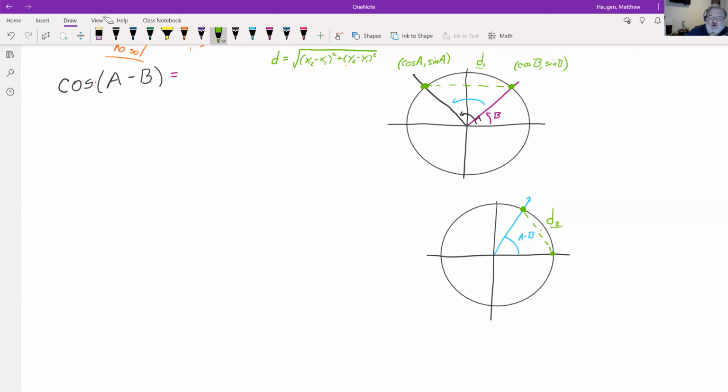So what's the distance D1 going to be? Well, it's going to be the square root of the change in our x's. So I'm going to go A to B. So it's going to be the cosine of A minus the cosine of B, quantity squared, plus the sine of A minus the sine of B, quantity squared. That's just the distance formula between those two points. We put in angle A, angle B, that'll crank out that distance.